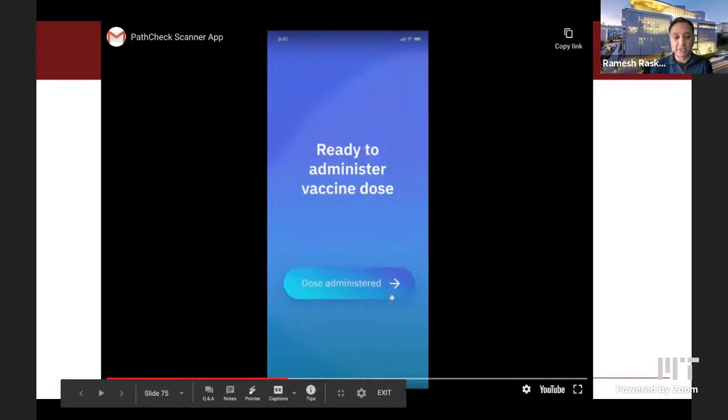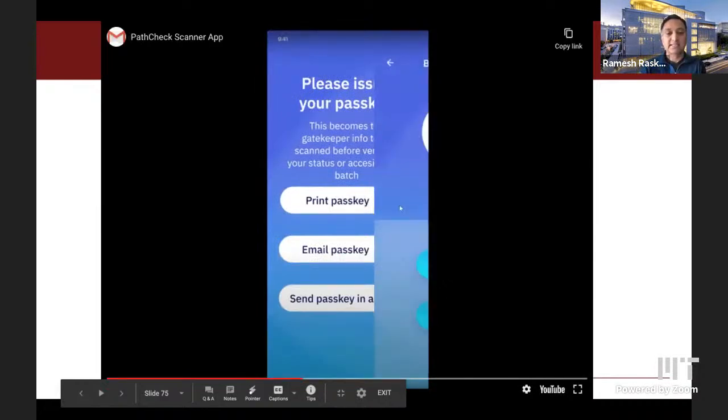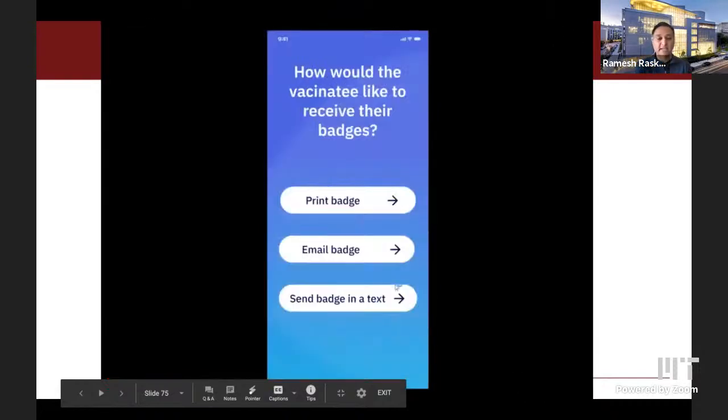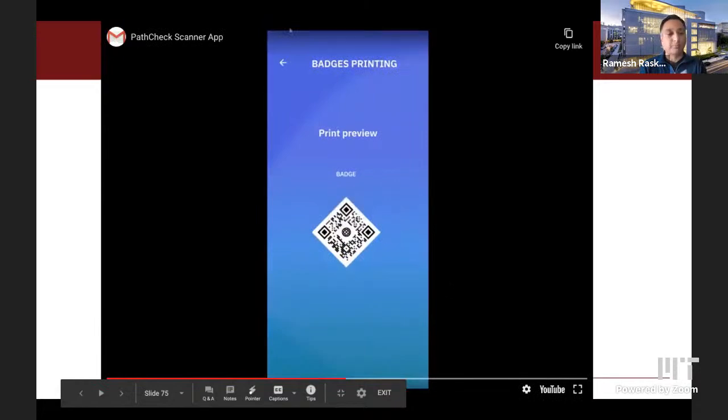You're ready to administer the vaccine dose, and once that's done, the vaccine site can print a passkey or the badge on the spot. To access the badge, the pharmacy will have to get the certificate from CDC or some kind of central authority, and it can all be done through this app. So imagine pop-up sites that don't require computers and full-fledged internet access. All of this can be done with a few clicks. And you can either print the badge with a $30 printer, or you can also SMS it back to the user, as Chris will show you.